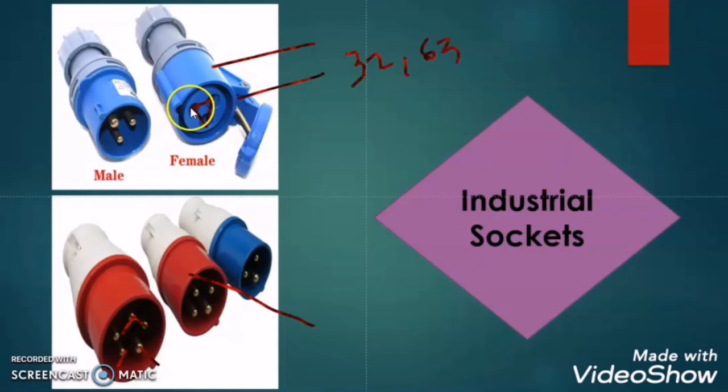In industrial sockets also, in order to avoid wrong connection, meaning phase with earth, earth with phase, neutral with phase, to avoid such connections, there is one notch and there is a slot for that notch. When these two come together, then only the male and female will insert into each other. So in that case, only the phase will go in the phase pin, the earthing pin will go in the earthing slot, and the neutral pin will go in the neutral slot.